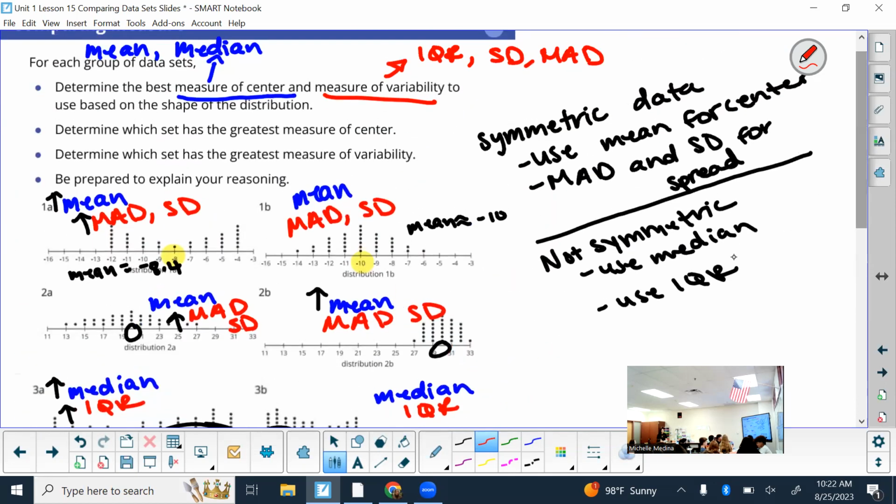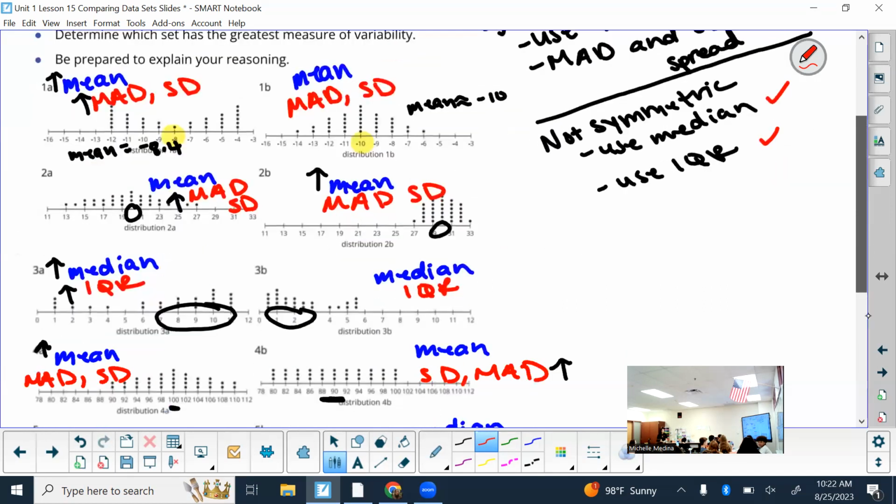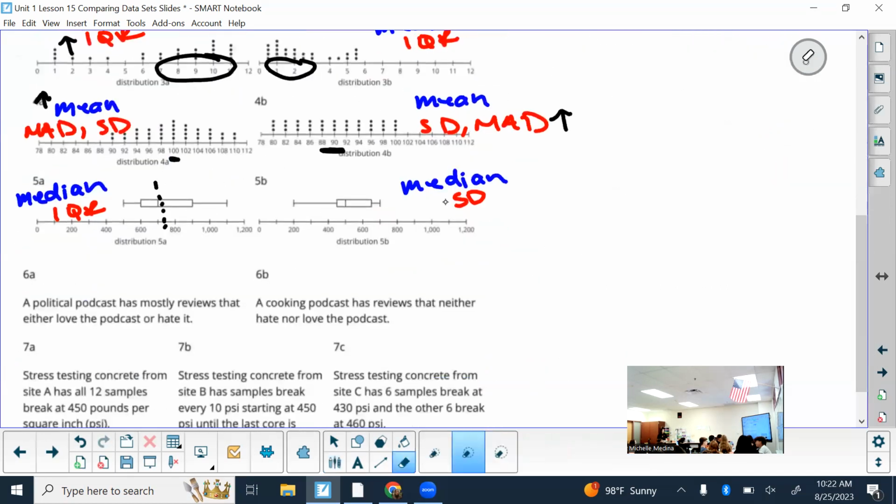Okay, so here's the key again. When it's not symmetric, you're right, we do use the median, but we should use the what for spread? IQR. So put that in your brain, write it down, read it every night, put it on a poster, hang it up on your wall. Median and IQR. Then better. Since it's not symmetric. Now, which one has a higher median, you think?